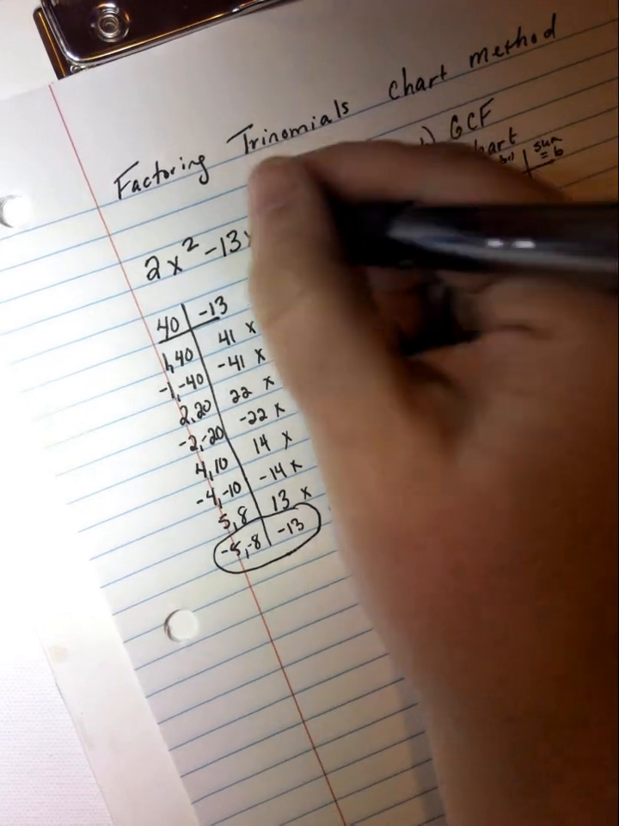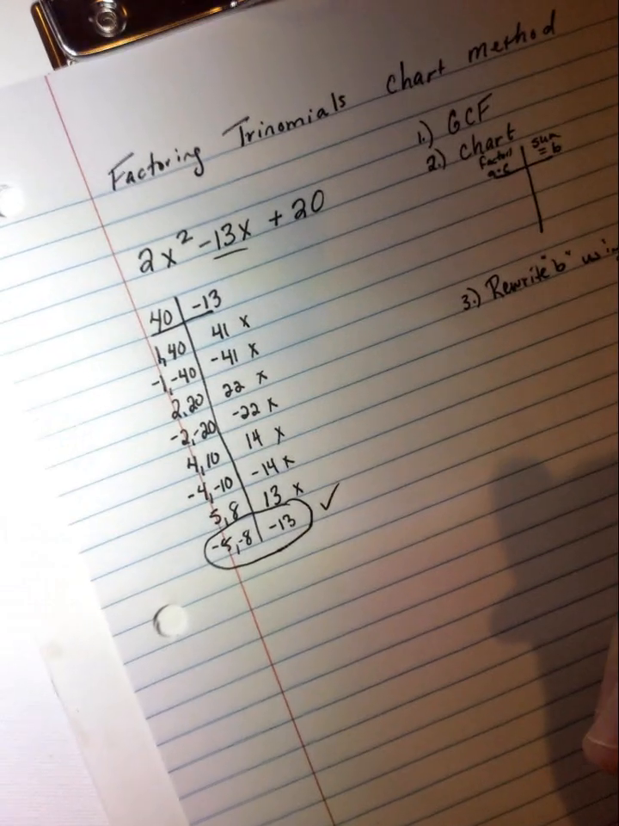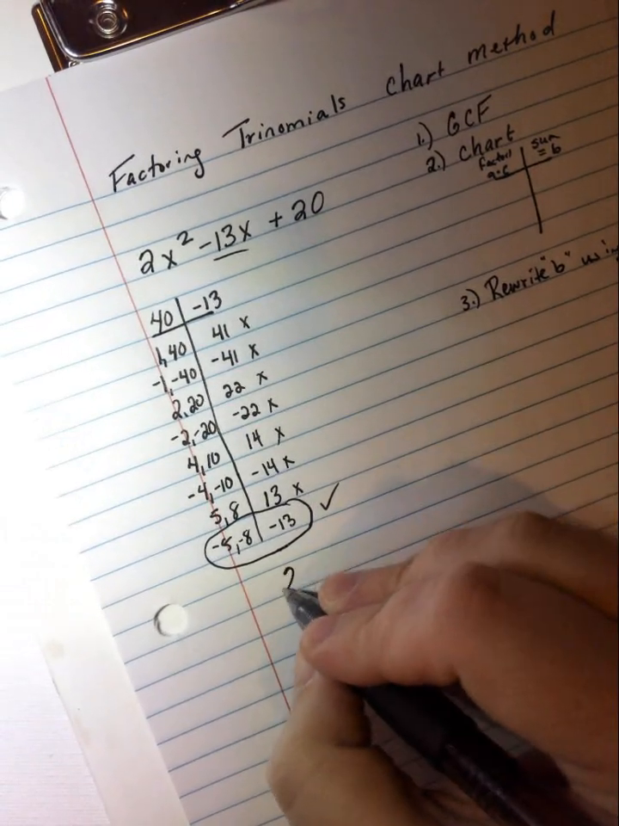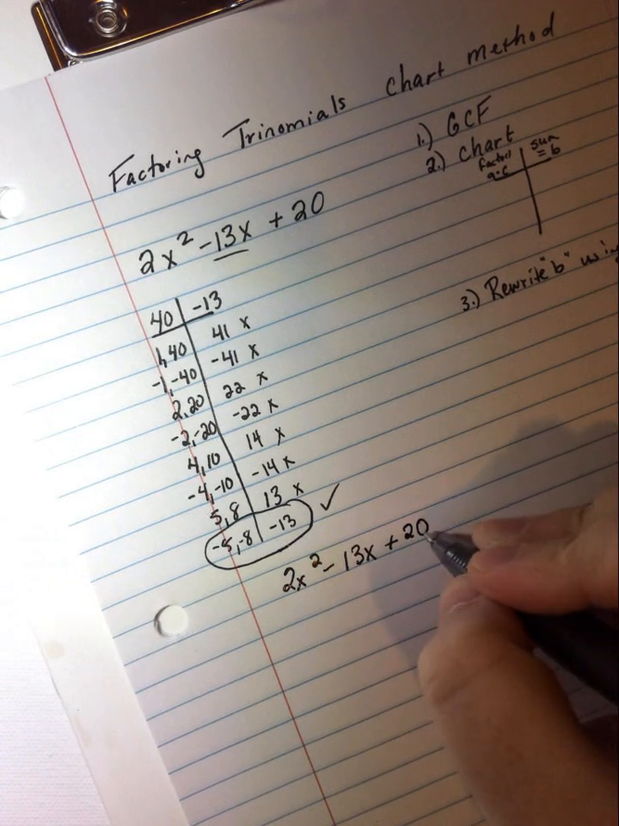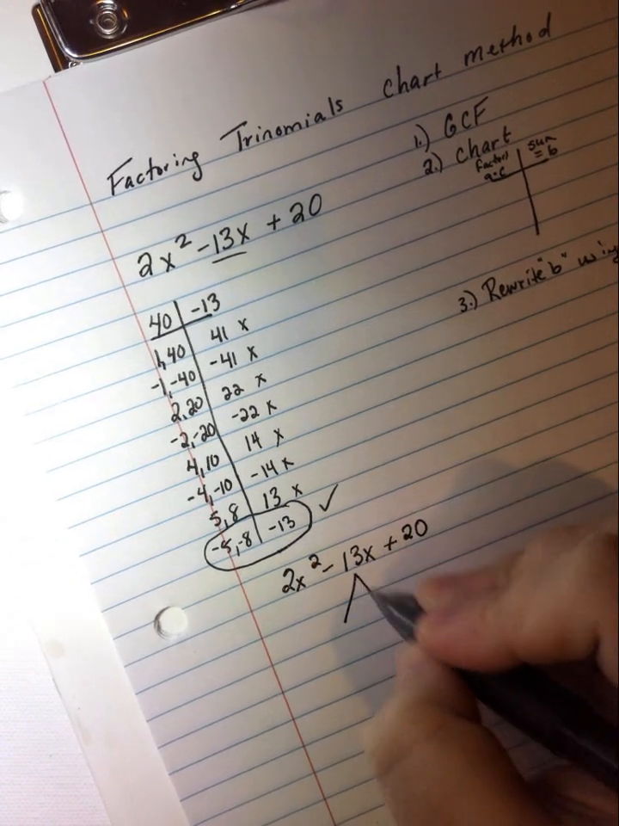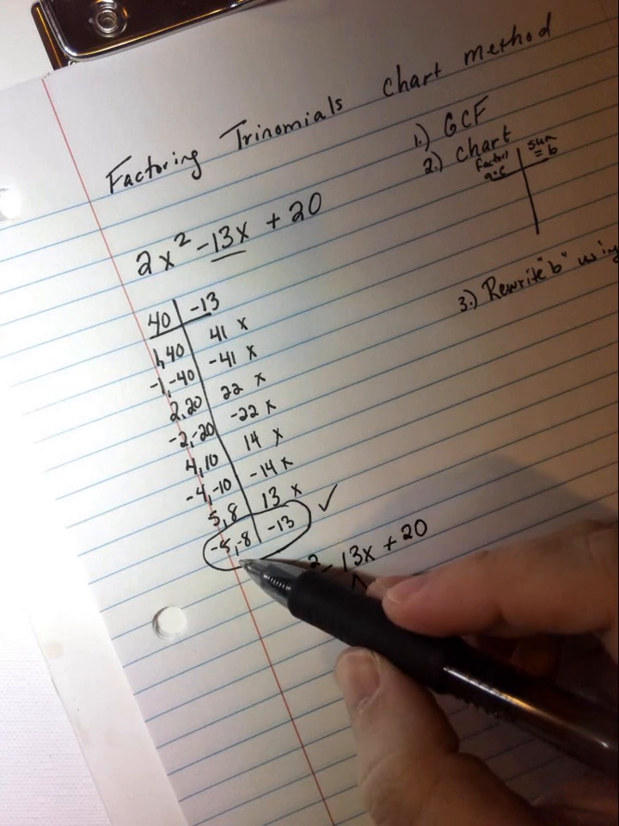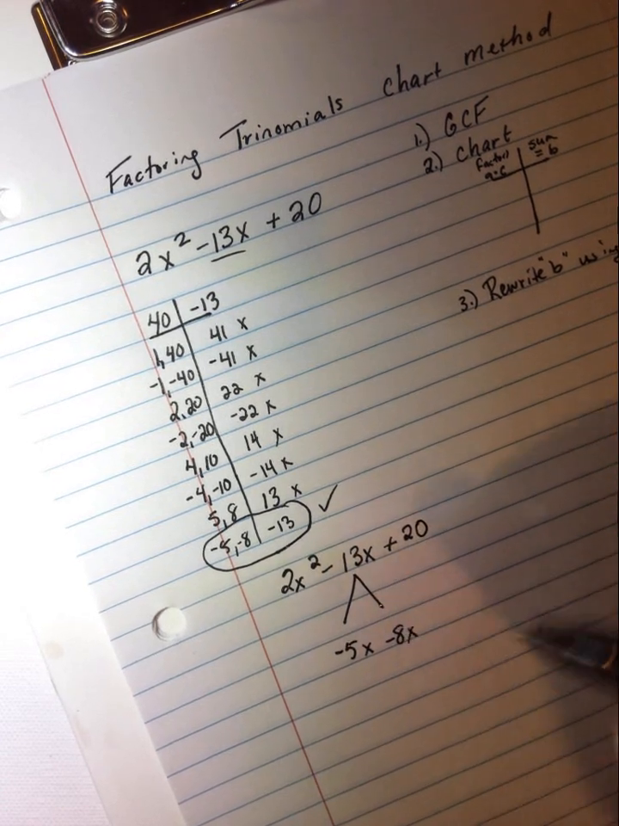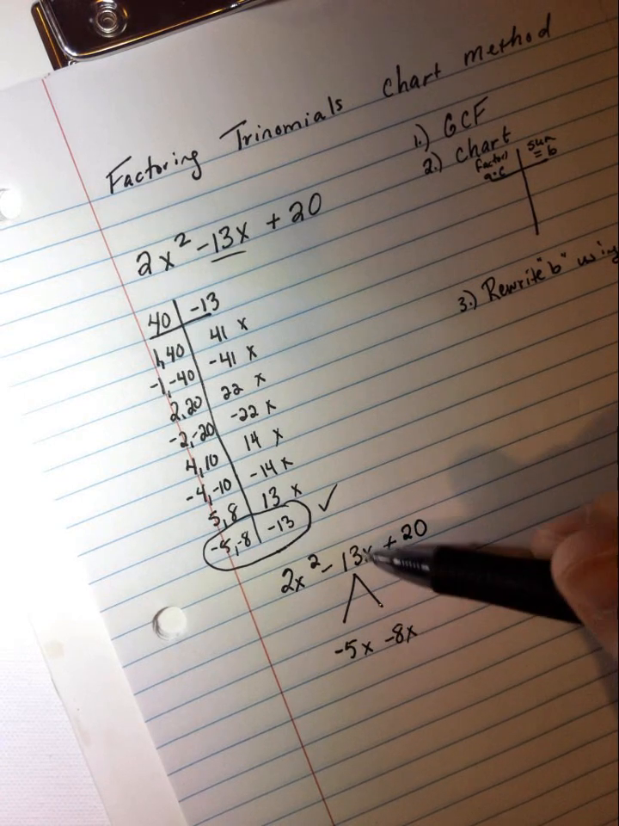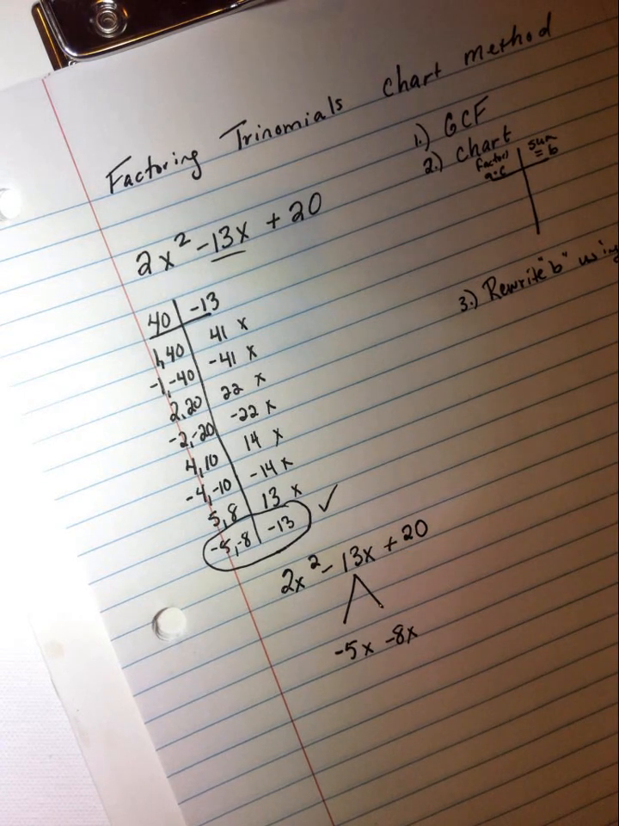So in this case, remember, B is my negative 13. I'm going to write my problem back down here so we can see 2x squared minus 13x plus 20. In this case, I want to rewrite my negative 13 using my negative 5 and negative 8. So I want negative 5x and negative 8x. So I like terms. If I add these up, I'd get negative 13x. So it's okay to rewrite them.